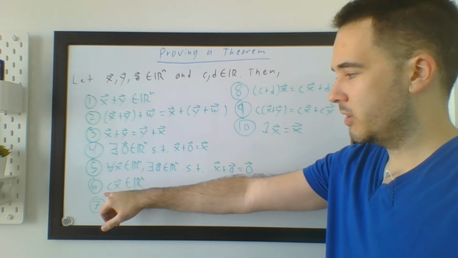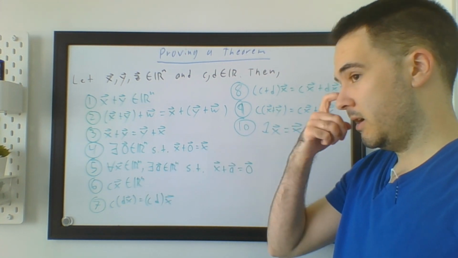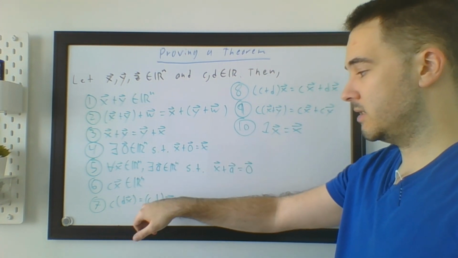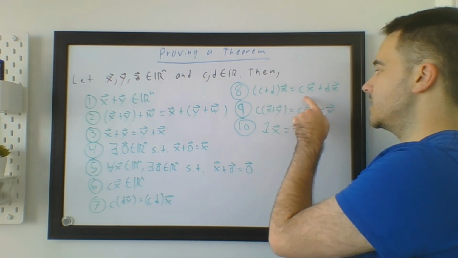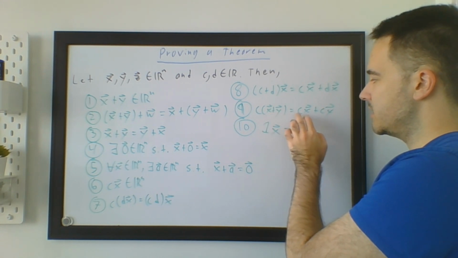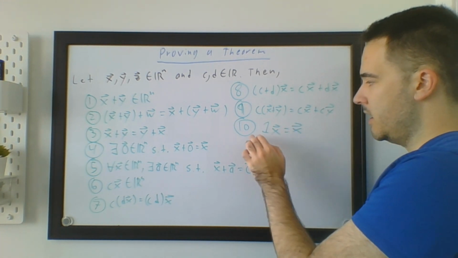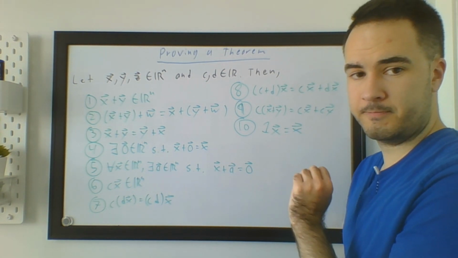The scalar multiplication of c times x is a vector. c times d of x is the same as c times d times x. c plus d of x is equal to cx plus dx. c times x plus y is the same as cx plus cy. And 1 times x is equal to x.